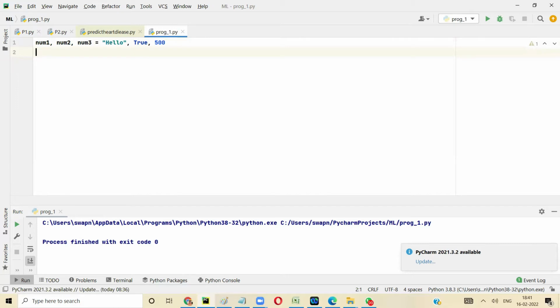The number of values should be the same as the number of variables. Here I have three variables, so I cannot use only two values or four values. I need to have exactly three values. And then left to right assignment happens. We have seen this in the format function also. Left to right assignment. So here also, num1 will take which value, Sudeep?